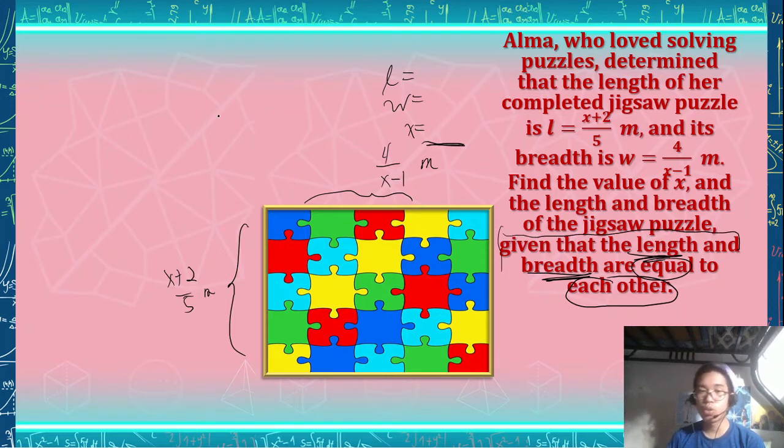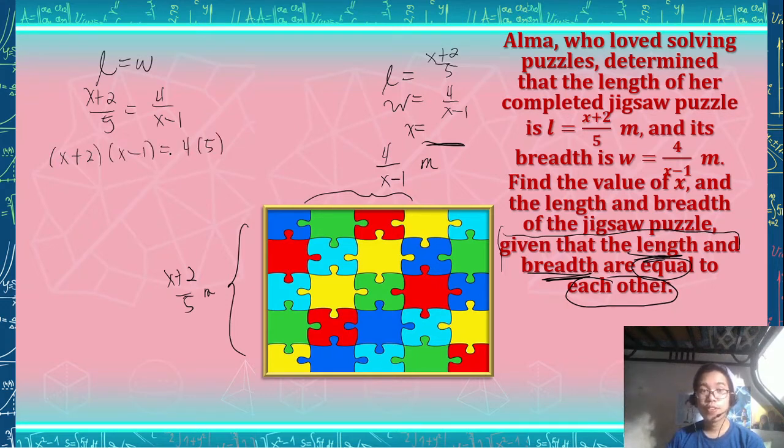Since it says here at the last part of the clue, given that the length and the breadth are equal to each other, we can say that L is equal to W. Since L is equal to (x + 2)/5, and W is equal to 4/(x - 1), we can write here (x + 2)/5 = 4/(x - 1). Using cross multiplication, we can say that (x + 2)(x - 1) is equal to 4 times 5. Okay, students?